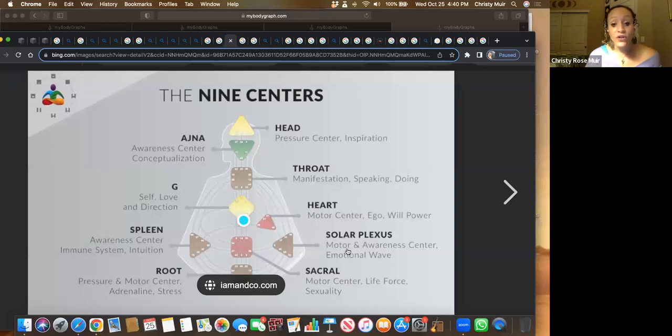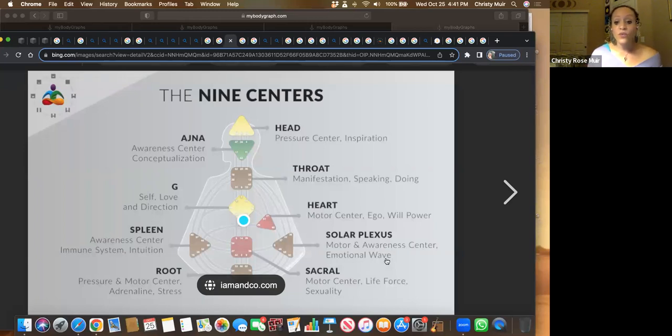The solar plexus is also a motor. This is our emotional center. It's also an awareness center. And a little later, I'll mention that Human Design sees us as actually in the midst of another mutation, like the one that happened in 1781. It gave us 9 centers. We are mutating into a place where, rather than being a motor center, the solar plexus is going to become an awareness center exclusively. But for now, there is an emotional wave that operates in this center.